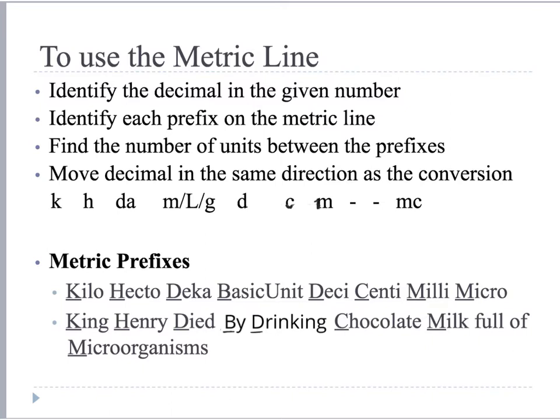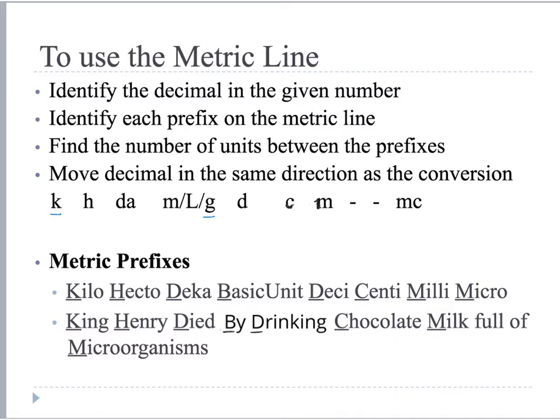In order to do that, I'm going to identify the decimal in the given number and then identify each prefix on the metric line. So if I'm converting kilograms to grams, I would look for kilo, which would be here. I would look for grams, which would be here. And I would find the number of units between the 2 prefixes.